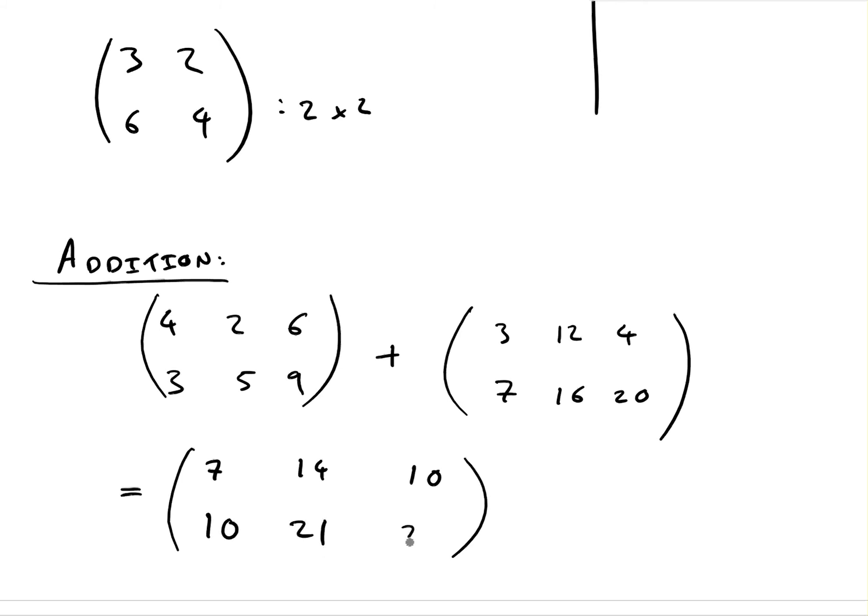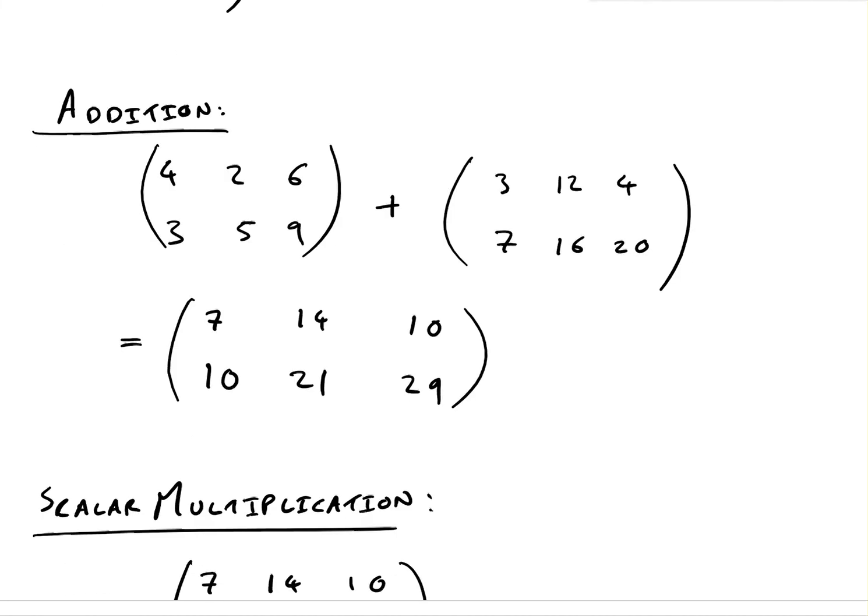And 9 plus 20, that's 29. There you go. And if it was to subtract, we do exactly the same thing, except instead of adding these two numbers together, we subtract them. Okay, but it's exactly the same idea going on. And that actually brings us in really nicely into this thing called scalar multiplication.